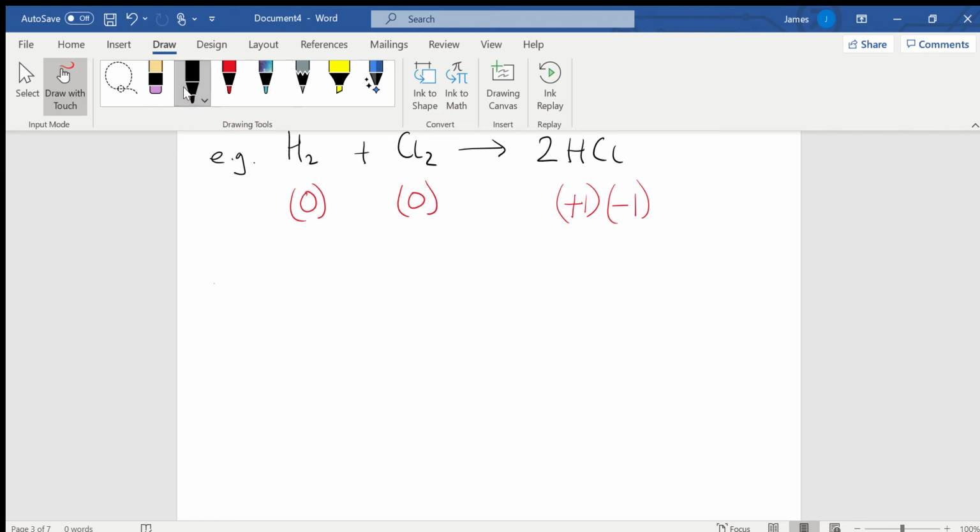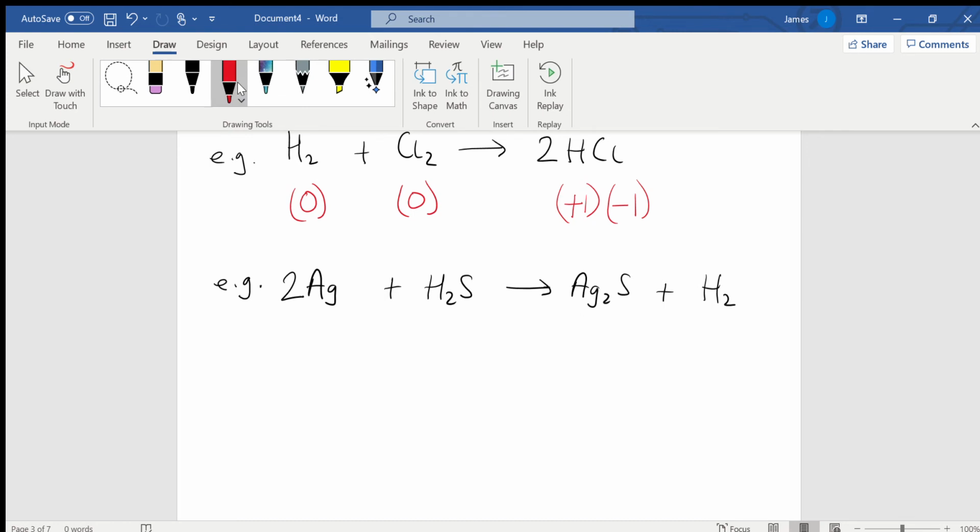Okay, how about something like this? I just want to do a few examples on this page, a little bit of repetition. 2 lots of silver and H2S to give Ag2S and H2. Again, silver is an element, and all elements have oxidation state 0. It doesn't matter if it's solid, liquid, or gas.